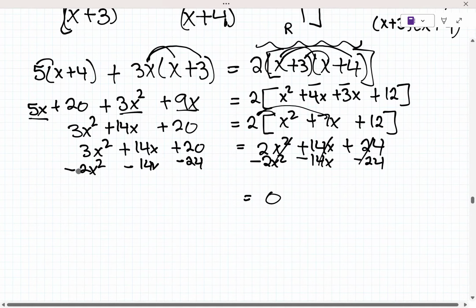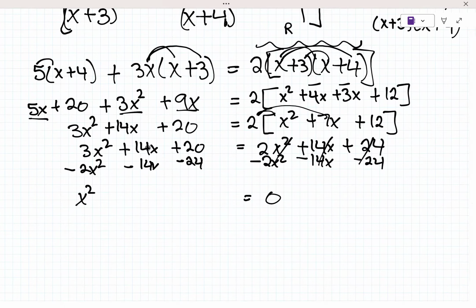Okay, so what's 3x squared minus 2x squared? x squared. What's 14x minus 14x? Zero. What's 20 minus 24? Negative 4. Okay, so what you could do now is you can do two ways. You can just solve for x, or if you see that this is a difference of perfect squares, it factors out as (x plus 2) times (x minus 2).